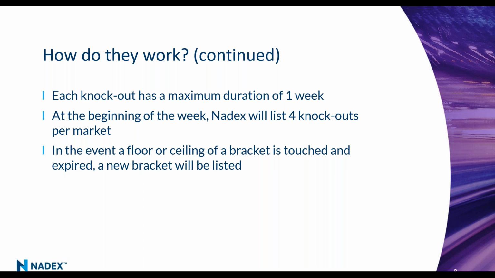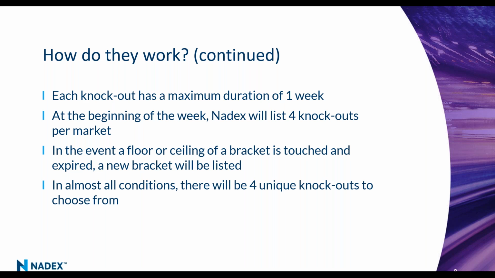So in each market, you'll have 4 different choices, and the expiration, the settlement time, is set for the end of the week. Now, over the course of the week, if either the floor or ceiling in one of the brackets, or one of the knockout ranges, is touched, that settles. Now we've only got 3 of them. We'll list a new one so that there will generally always be 4 knockouts for you to choose from in each market. We try to keep 4 always available to you.